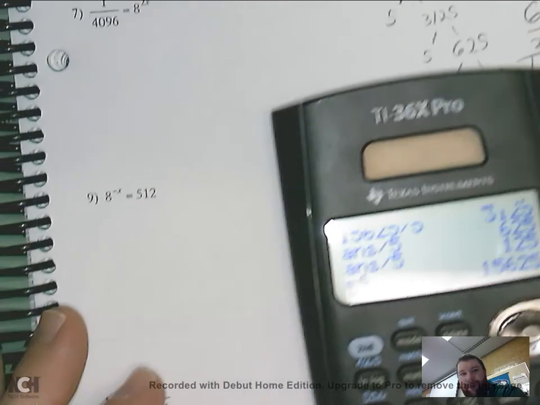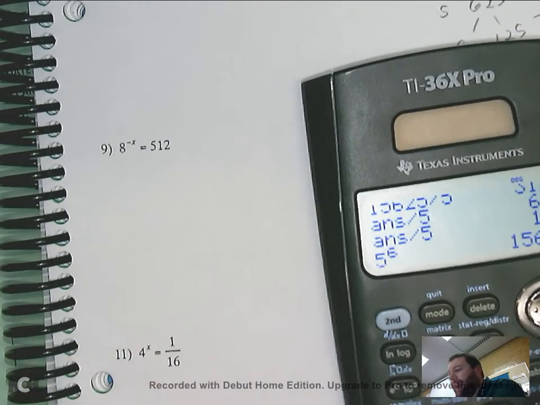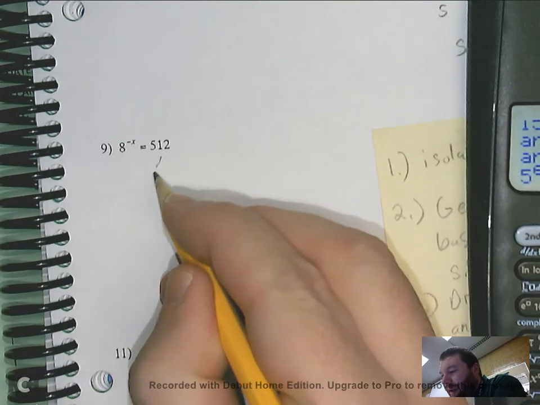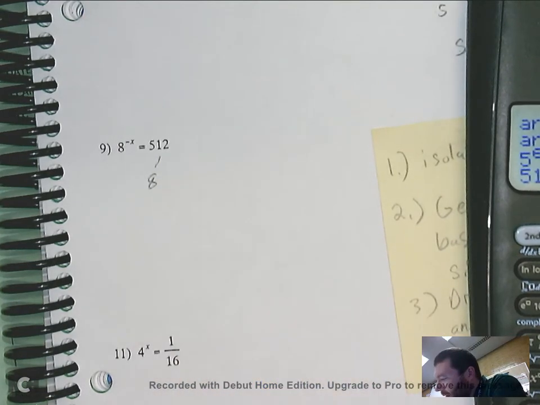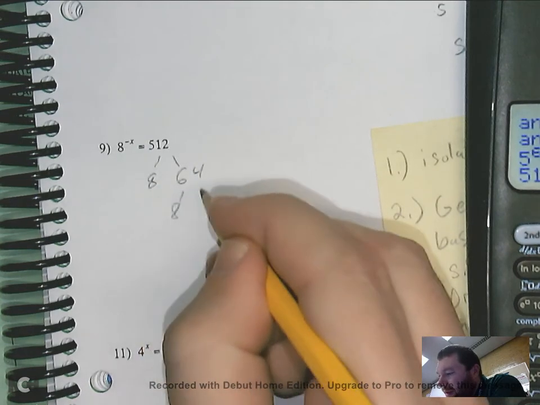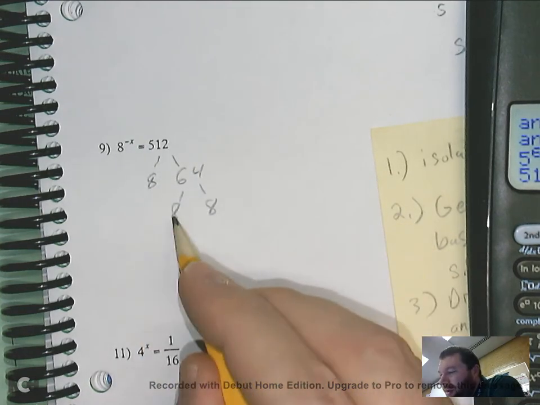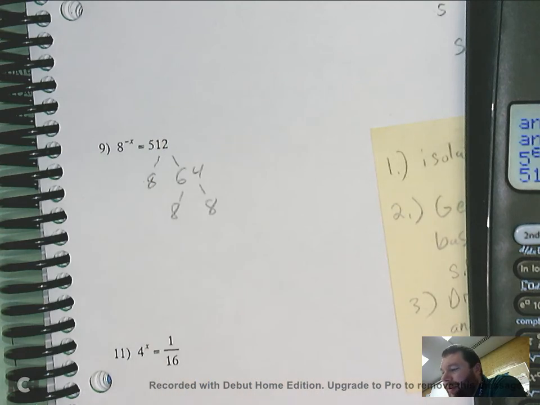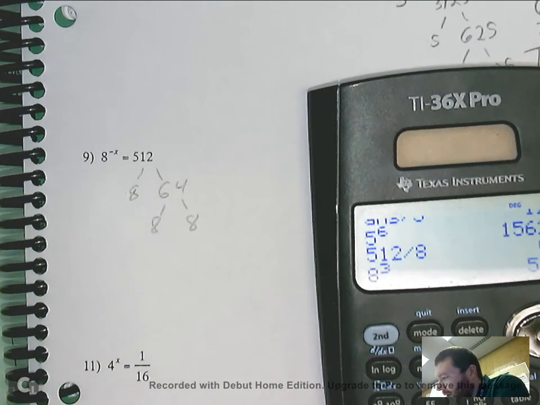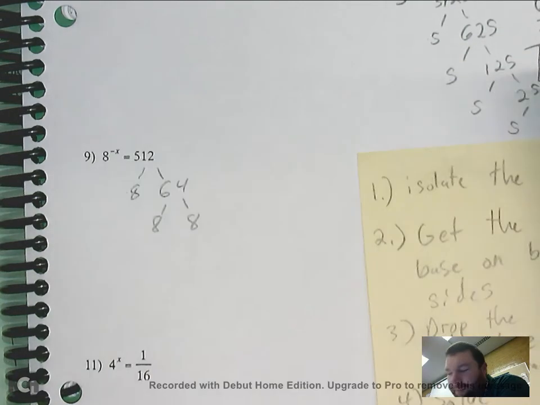So on this one, 8 to the negative x is equal to 512. I'm trying to get it to a base of 8. So divide by 8. 512 divided by 8 is 64. Still not there. Divide by 8. I get 8. I have 1, 2, 3 eights. So I can rewrite 512 as 8 to the 3rd. Just to double check here, 8 to the 3rd is 512.